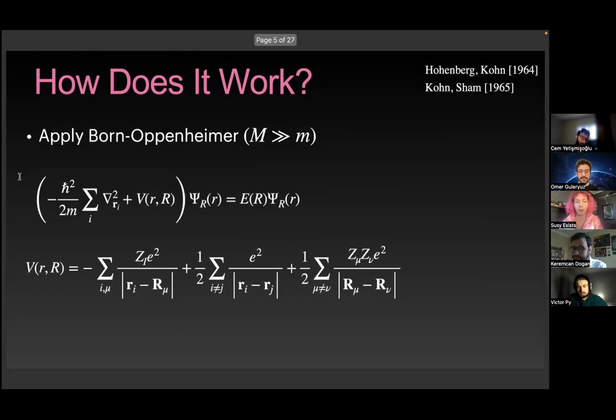So we apply the Born-Oppenheimer approximation. In this case, we take the mass of ions to be much larger than the mass of electrons. This gives us a stationary solution of the system, and hence we can simplify our Hamiltonian a bit more by neglecting the ionic terms in the kinetic energy.